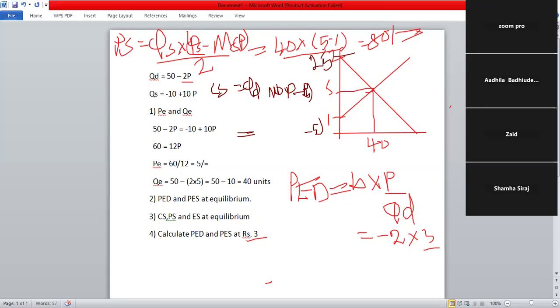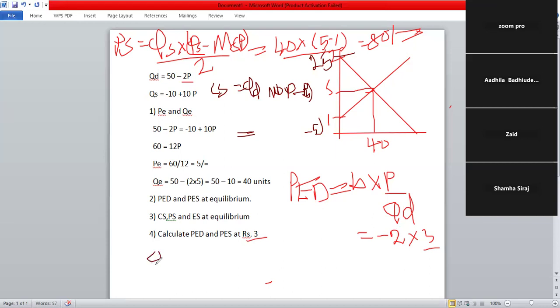B is what? Minus 2. That's the demand function. Price is what? Given price 3. If 3 rupees price, quantity 40, you won't be getting quantity 40. Then what you have to do is find the QD at 3 rupees.